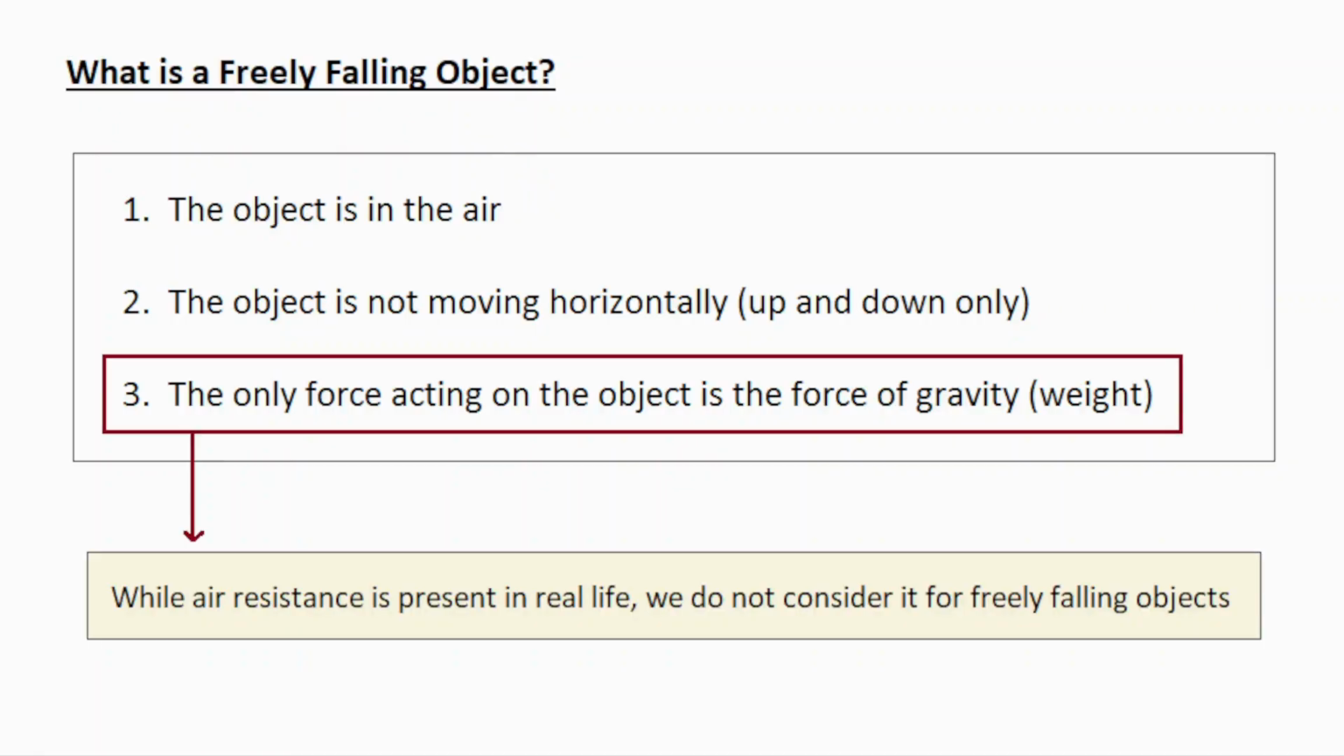Now in real life, falling objects will experience air resistance, but in most Physics 1 courses, we do not consider air resistance, and that's what makes them referred to as falling freely.